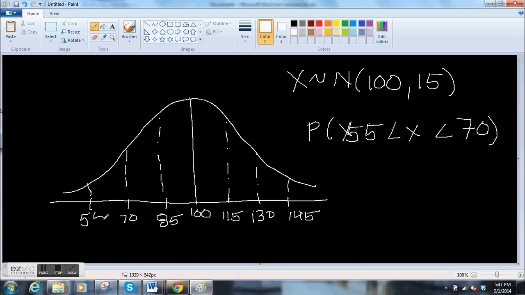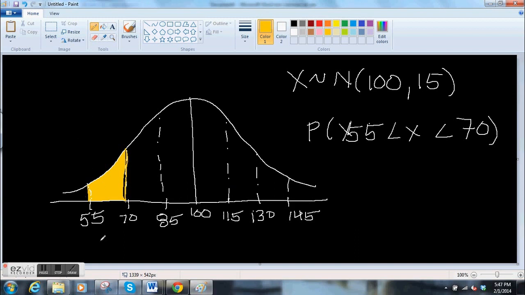Okay, so now I am interested in, let's fill yellow. This is the area I want. Uh-oh. I have to draw my line straight for my fill tool to work, otherwise it'll mess up everything. There. Whew, that's the probability I want: the probability that x is between 55 and 70.